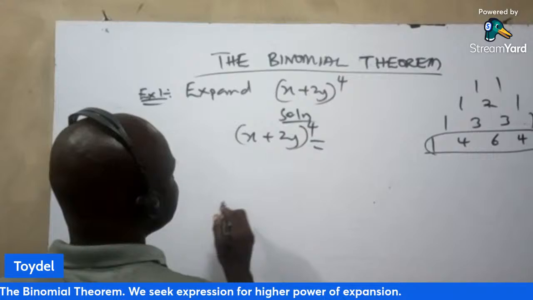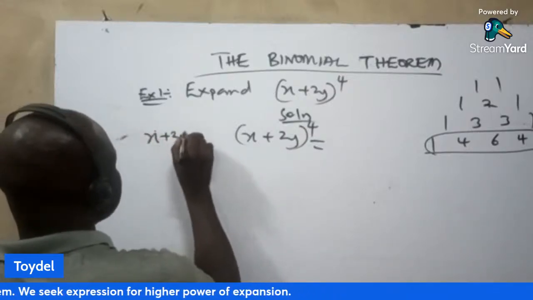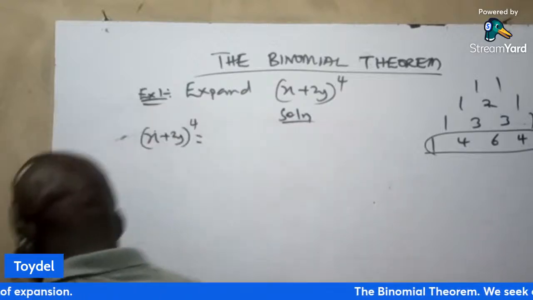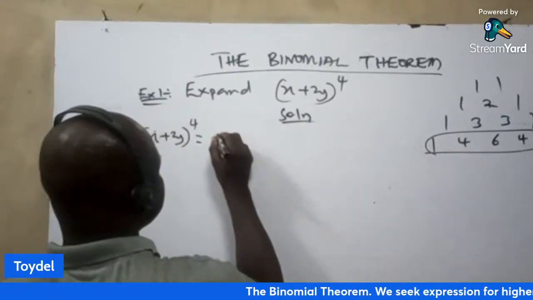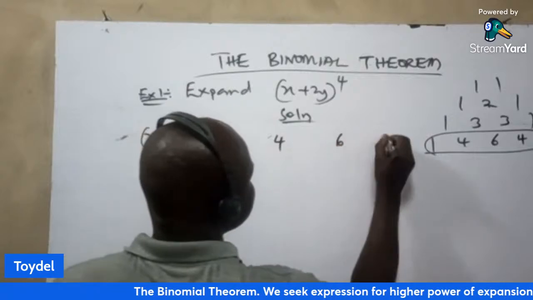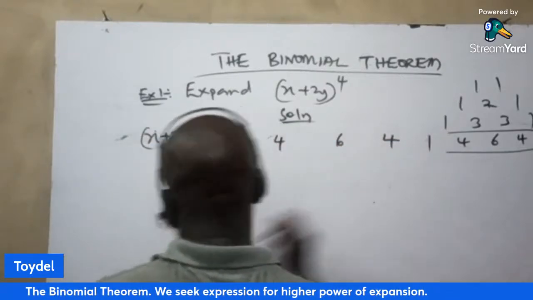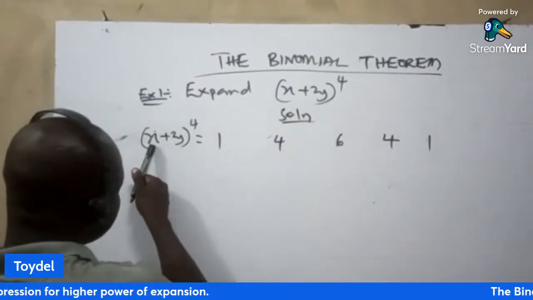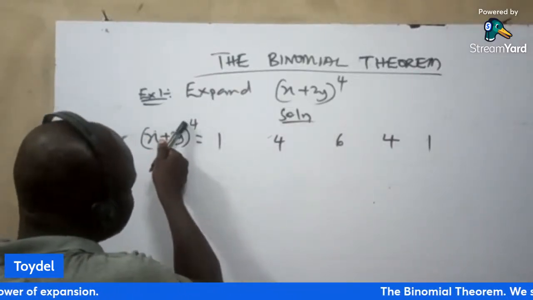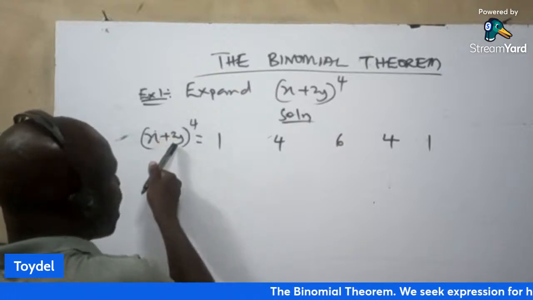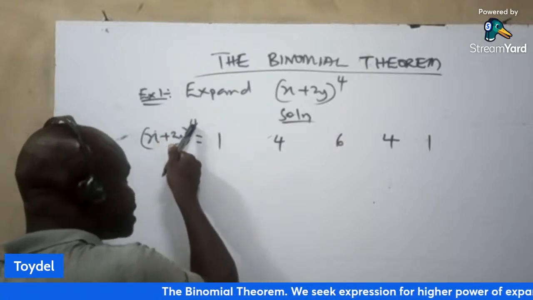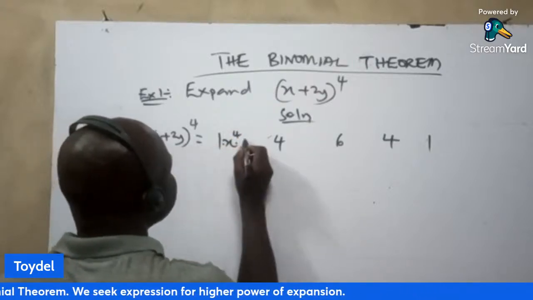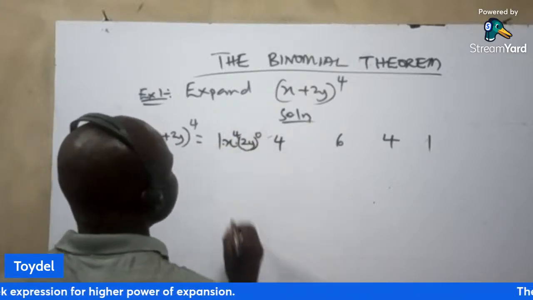When we expand this, x plus 2y, everything raised to power 4, will be equal to, we first write out the coefficients 1, 4, 6, 4, then 1. That is how to expand this. Then what do we do? The first term, x, will be reducing with respect to this power, while the second term will be increasing with respect to this power. That is, I'm going to have x raised to power 4 multiplied by 2y raised to power 0.